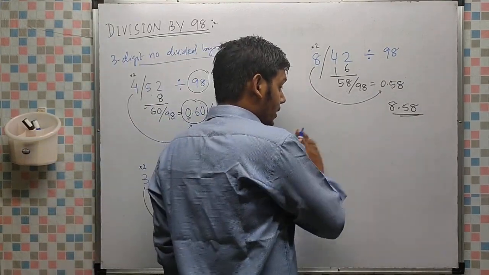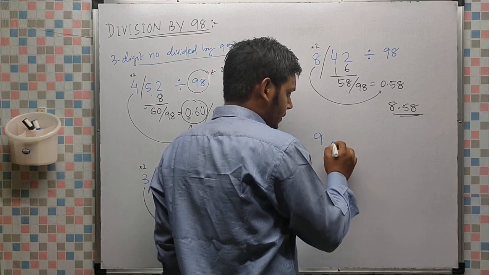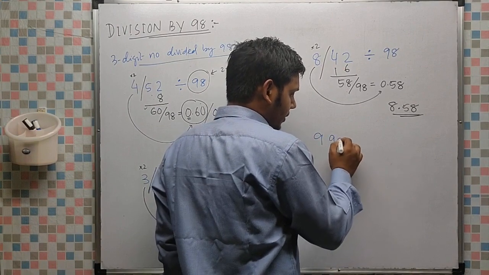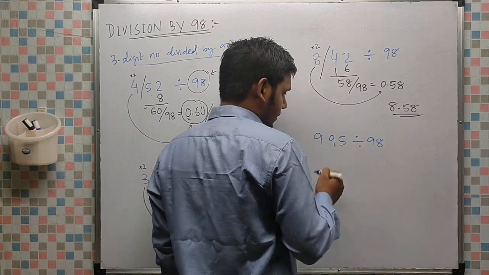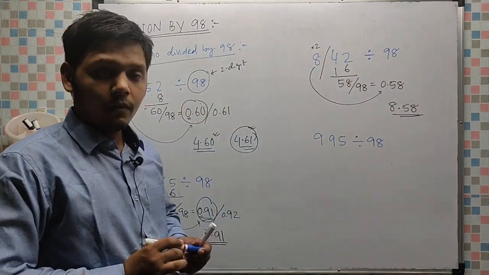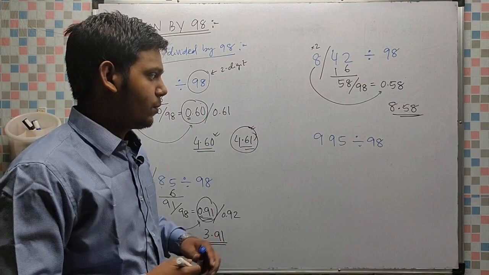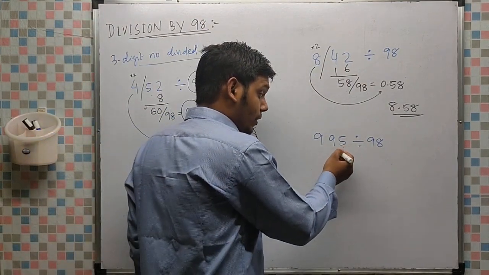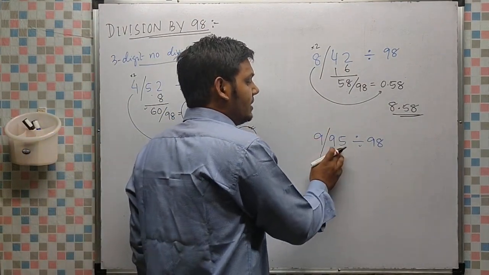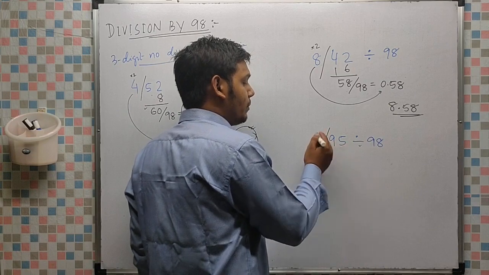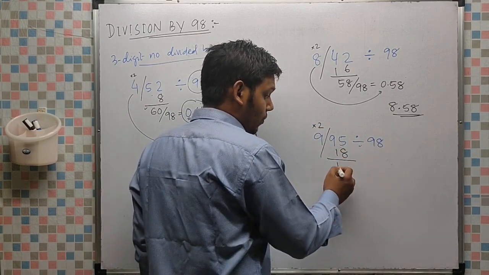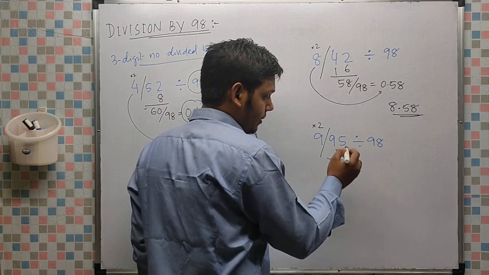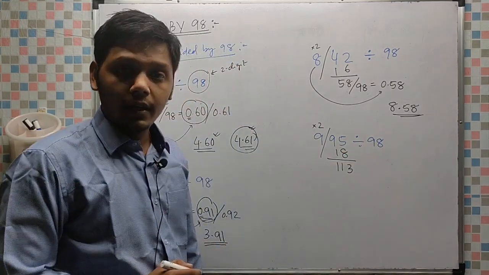And if you are dividing 995 divided by 98, then what do we have to do? Here you may face a problem. See, here 1 2 digits are separated. Now what do I have to do? 9 2s are 18. The sum is 113.